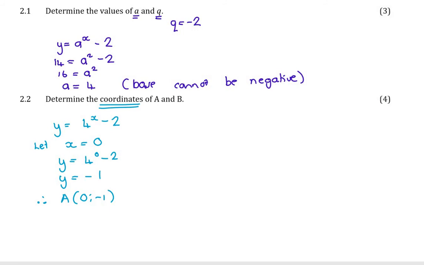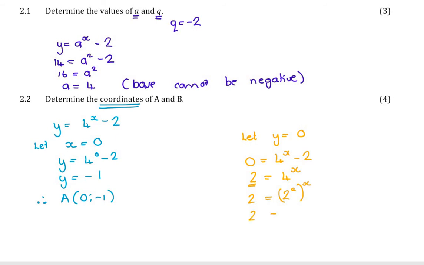If I go and find B, I'm going to say let y equal to 0. So 0 would be 4 to the power of x minus 2. So 2 would be equal to 4 to the power of x. Now this is quite a difficult one to do because that's an exponential equation. I need the same base on both sides. Now the one side has a base of 2. Now you can't get any smaller than 2, which means I need to rewrite the other side as a base of 2. So 4 is 2 squared.